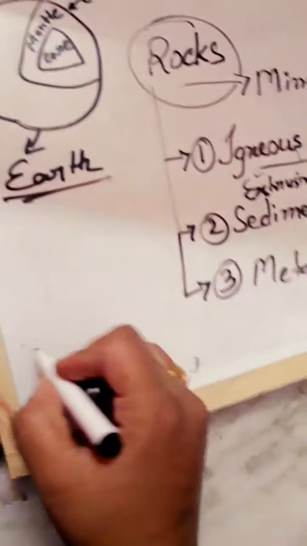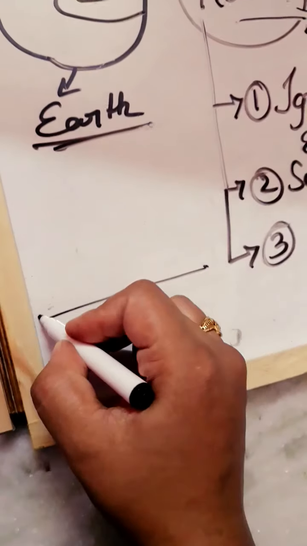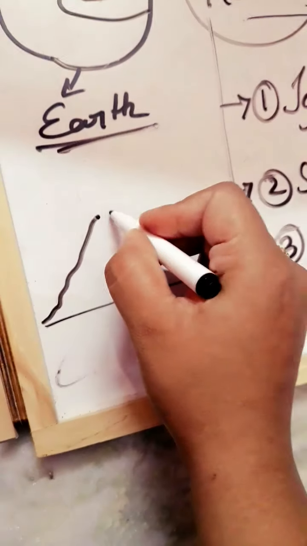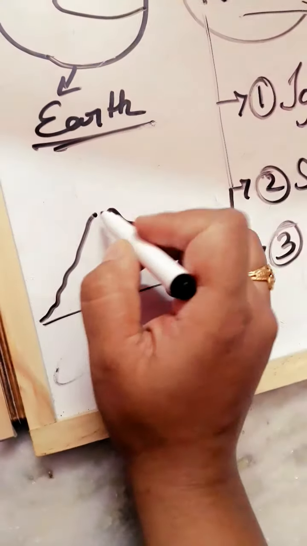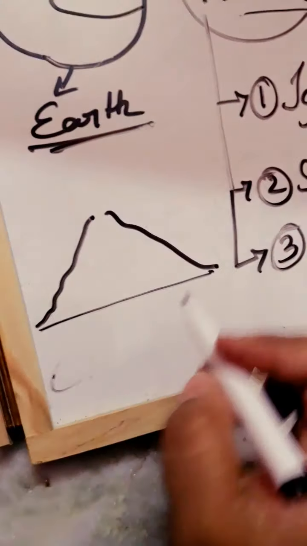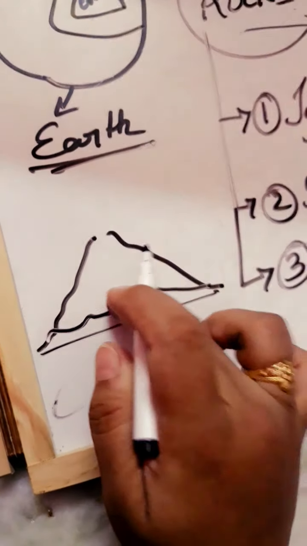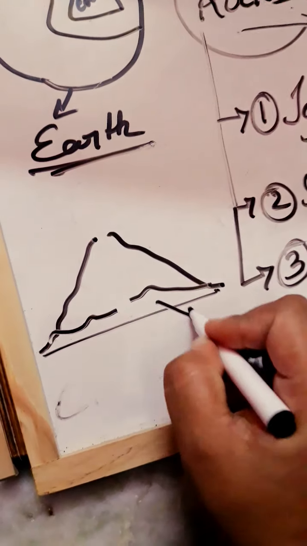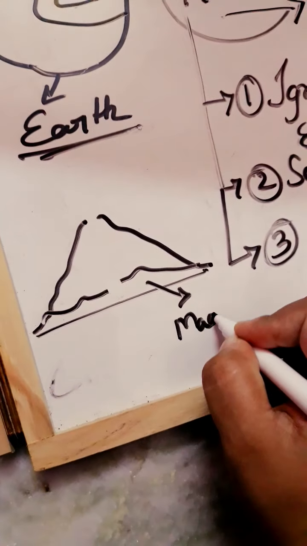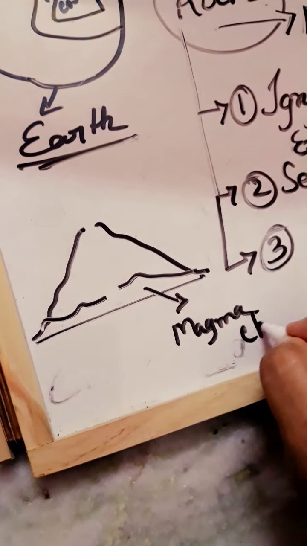Okay. Look at the diagram. Suppose this is a volcanic mountain, and this place is known as the magma chamber.